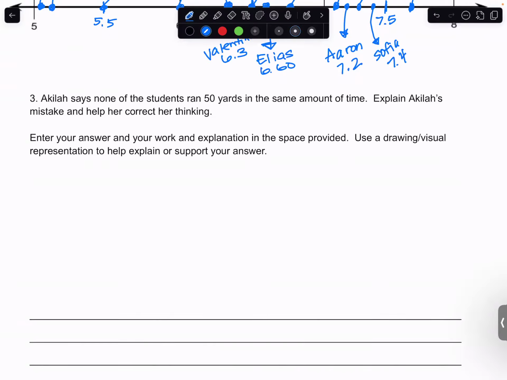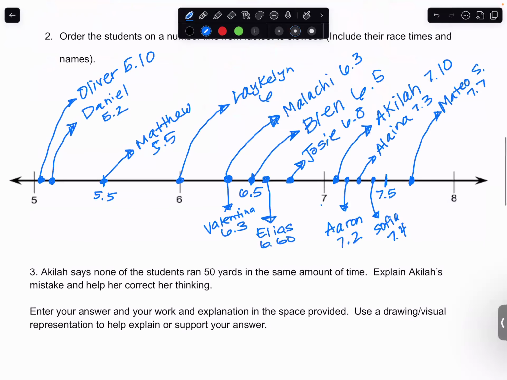All right. Number 3 says, Akila says none of the students ran 50 yards in the same time. Explain Akila's mistake and help her correct her thinking. So let's look back at our number line that we did. And it looks like there are 2 students that finished at the same time. So we have Malachi and Valentina.